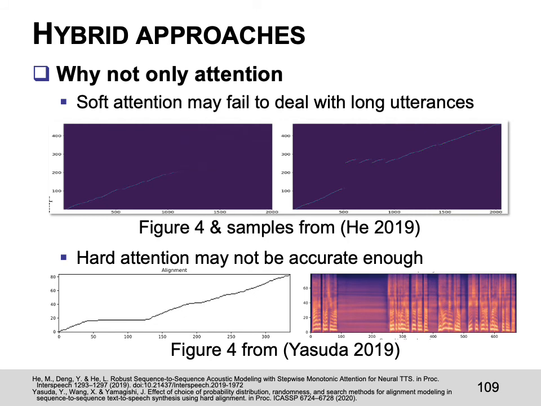From the first part of this tutorial, I hope you can understand how the soft attention is easy to implement, but it might not work when we generate long utterances. The hard attention might help to solve this issue because it guarantees a monotonic alignment during generation. However, according to our experiments, the hard attention might not be as accurate as a soft attention. For example, sometimes we may overestimate the duration for the silence.